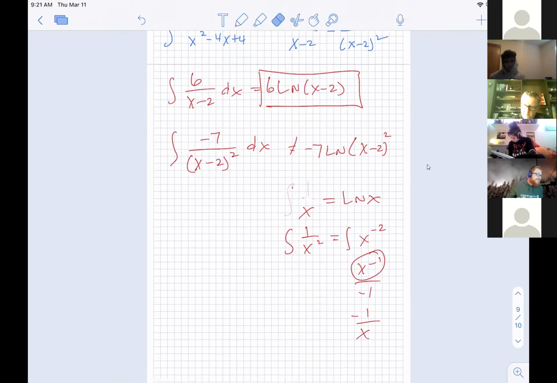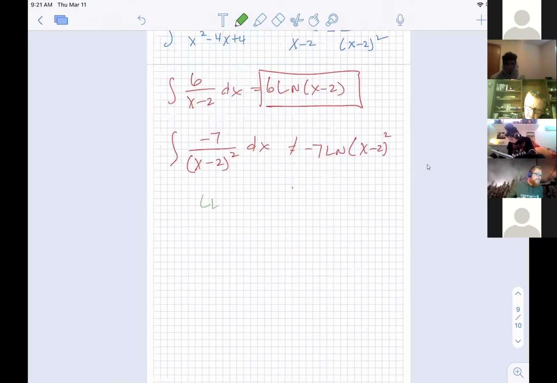Let's go a little slower here. So I'm going to let u be equal to x minus 2. Well, notice that's cool because du equals dx. And so I can think of this problem as, oh, the -7 comes out front. And now I just have 1 over u squared du. So that's really -7 times the integral of u to the -2.